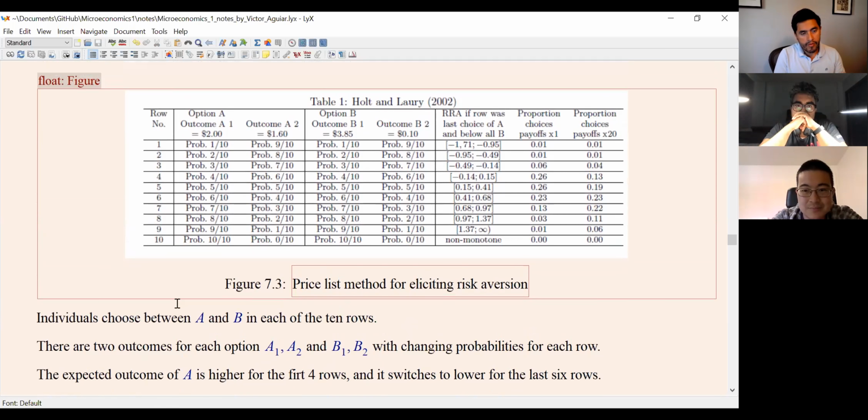But remember, you have a risk neutral person, right? And this person's utility is going to be expected utility. So they're going to pick option A first, and then eventually flip exactly at row 4, okay? So then if you're risk averse, you're going to switch before, right? And if you're risk loving, you're going to switch after, okay?